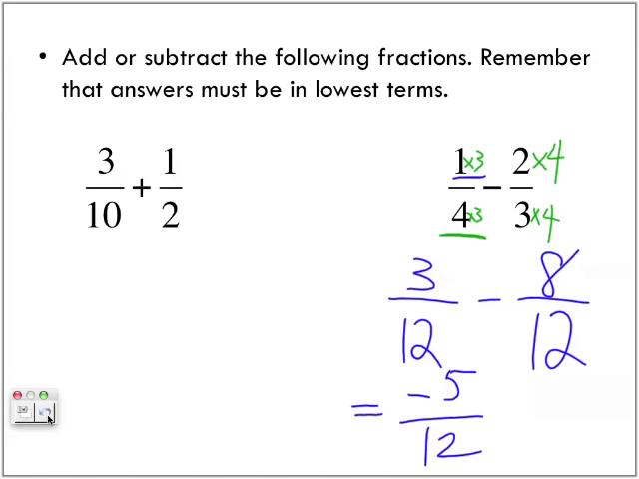Now, just because there's a negative doesn't mean we don't look to simplify. Can anything divide evenly in both the top and bottom? No. So our answer stays as negative 5 over 12.